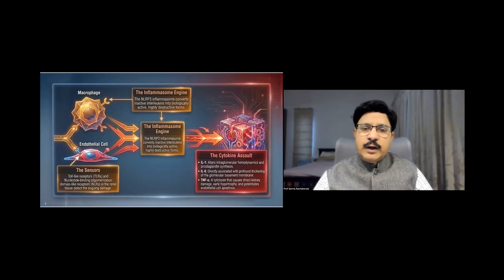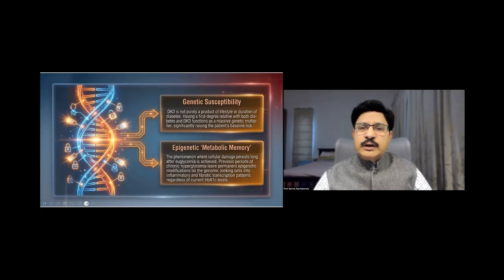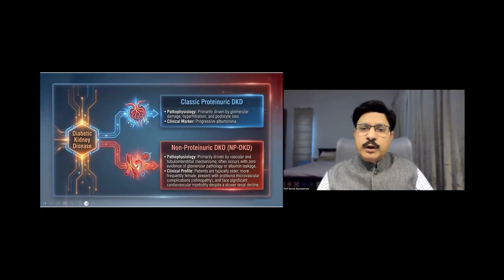And then finally, the inflammasomes, NLRP3, and TLR-like receptors of the endothelial cell excite the macrophages and produce various interleukins like IL-1, IL-6, and TNF alpha. These will produce a cytokine assault on the glomerulus. So, net result is, on top of that, there is genetic susceptibility and the epigenetic metabolic memory.